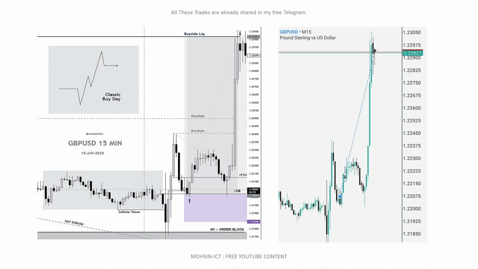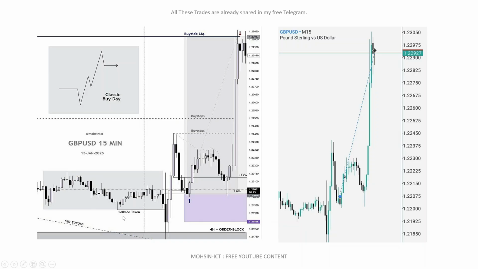Our next example is pound dollar. Once again, it's a 15-minute chart, a beautiful trade and a beautiful move. You can see these candles. I love these candles. Everyone loves these candles. Yes, this is the 15-minute chart right here, 15 Jan 2025. You can see we have SMT right here and an order block. After price has taken sell side liquidity, buy side is our target. We hit the order block. We did the SMT with euro dollar and then we look for the opportunities.